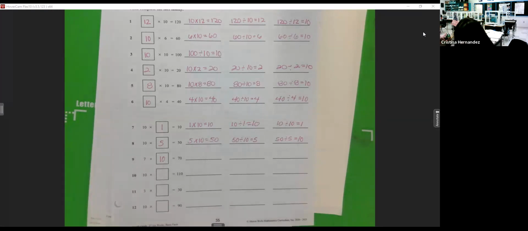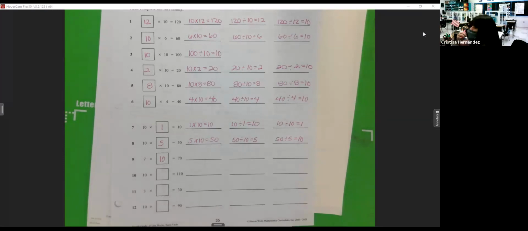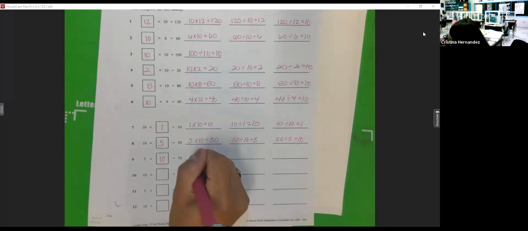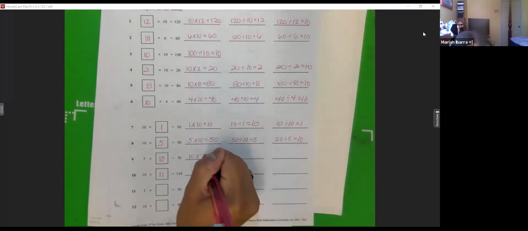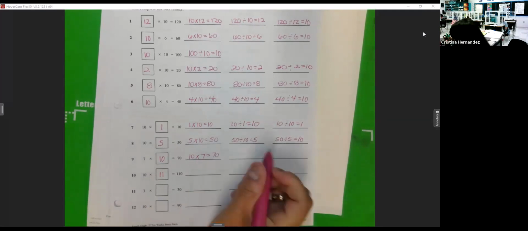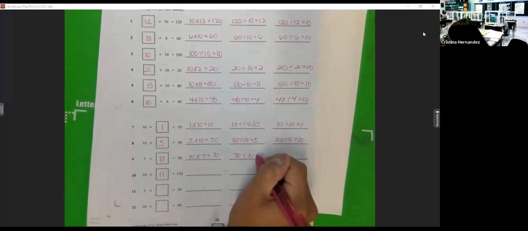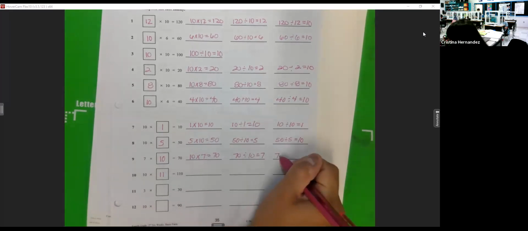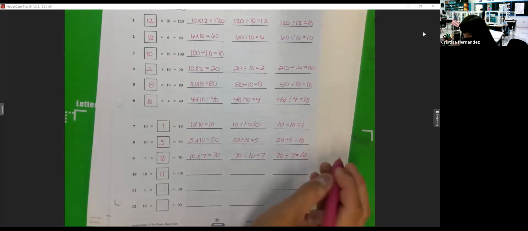Why don't you try the next one? I think I want to try it. Go for it. Is it 10 times 7? 10 times 7 equals 70. Hold on, let me do this one. Then 70 divided by 10 equals 7. 70 divided by 7 equals 10.